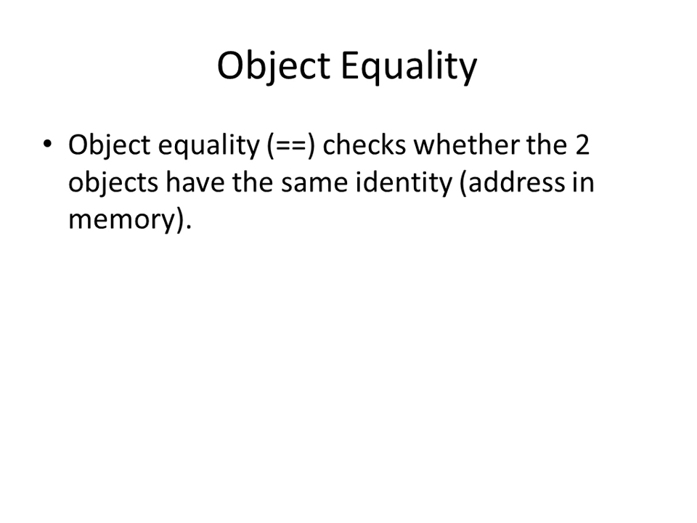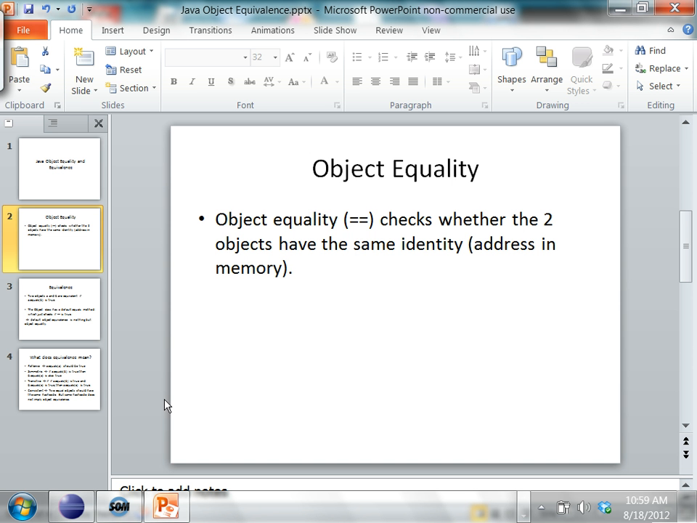In Java, every variable name for an object is a reference to the object. The reference to the object is nothing but the address of the object in memory. So when you check for object equality, you are checking whether two objects have the same address or not. Okay, so let's look at an example program.